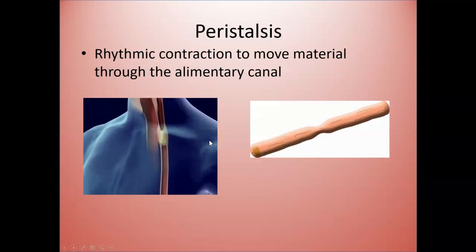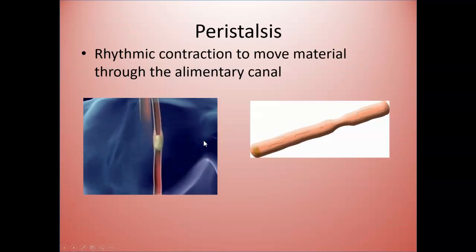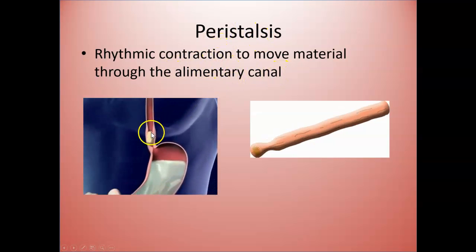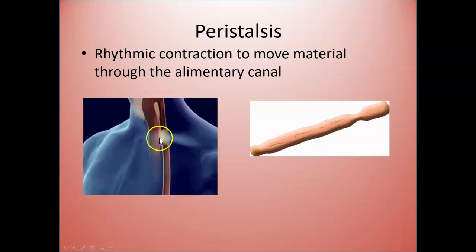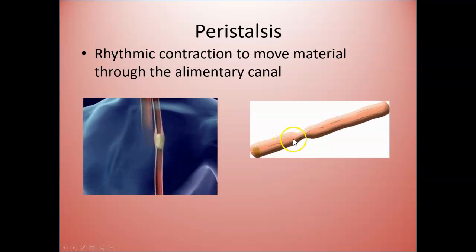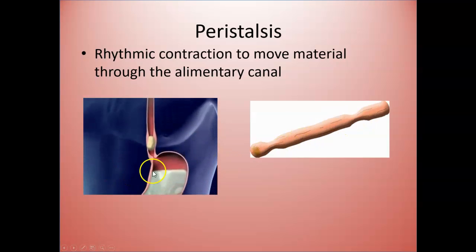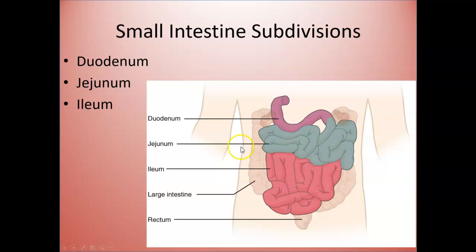All right. So throughout the alimentary canal, just to get a reminder, we have this thing called peristalsis, which is this rhythmic contraction to move material. So on the left here, we have peristalsis of the esophagus, but this whole process of moving things through continues all the way throughout the small intestine and large intestine as well.